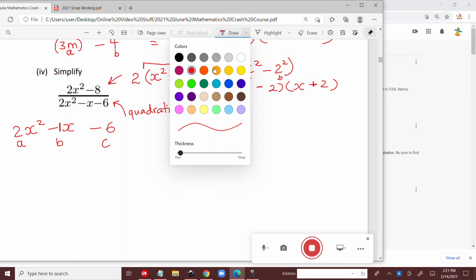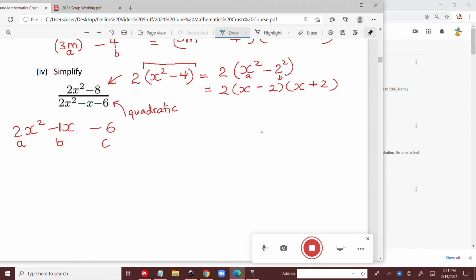Let me just change the color here, right? So we don't get mixed up with the original working. What you need to do when you're factorizing a quadratic is multiply a and c. So a multiplied by c is what? 2 multiplied by minus 6, which is minus 12. What we need to do is figure out what two numbers, if we were to multiply them, would give us minus 12. But if we were to add them, we would get the middle term. Well, in this case here, the b value.